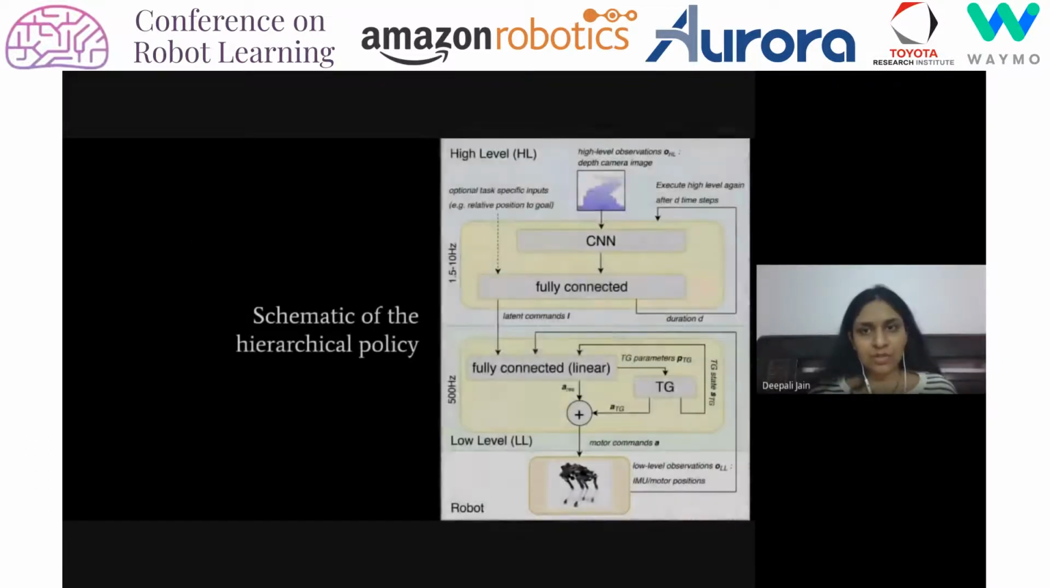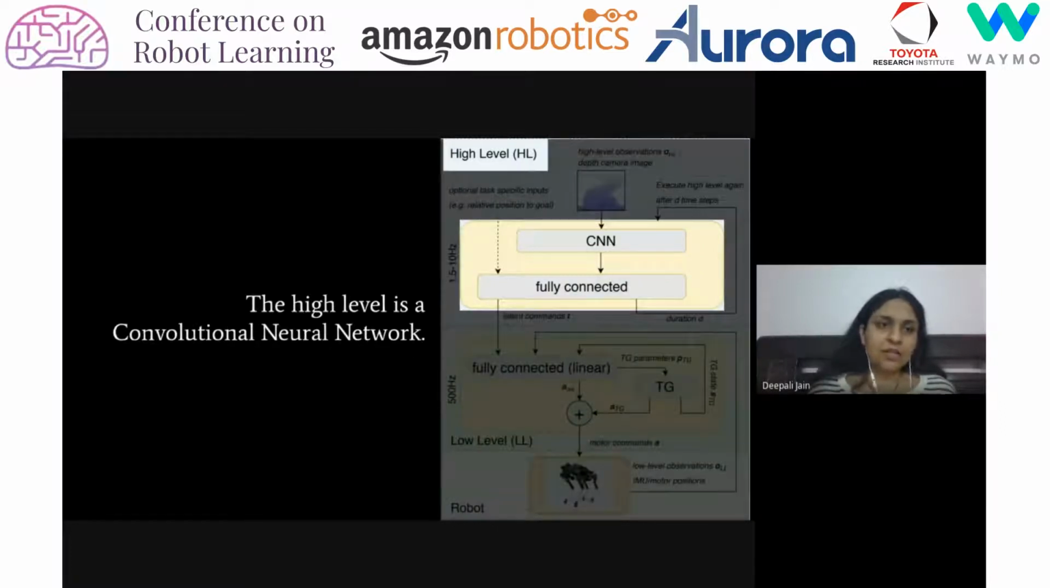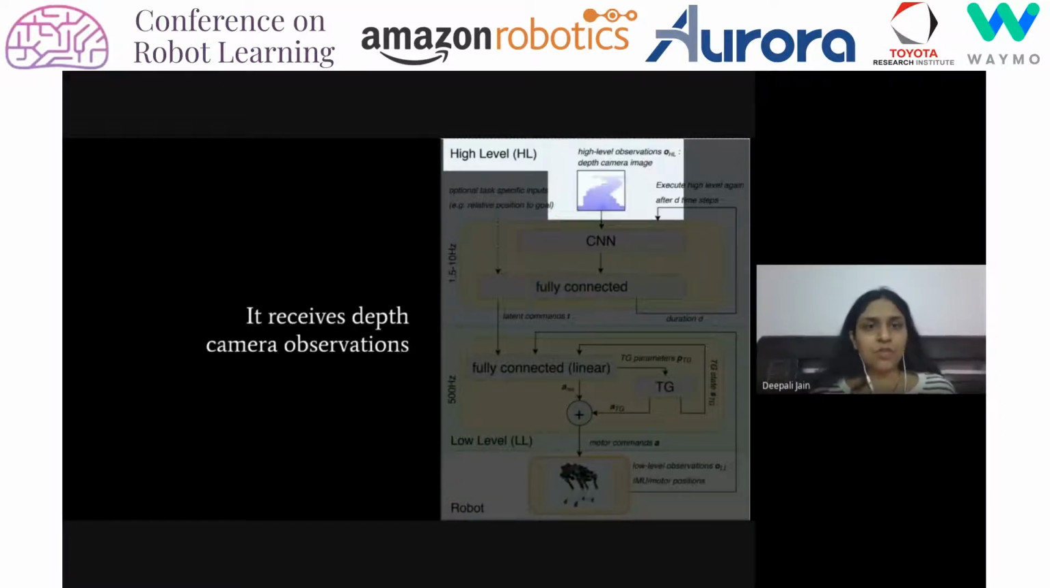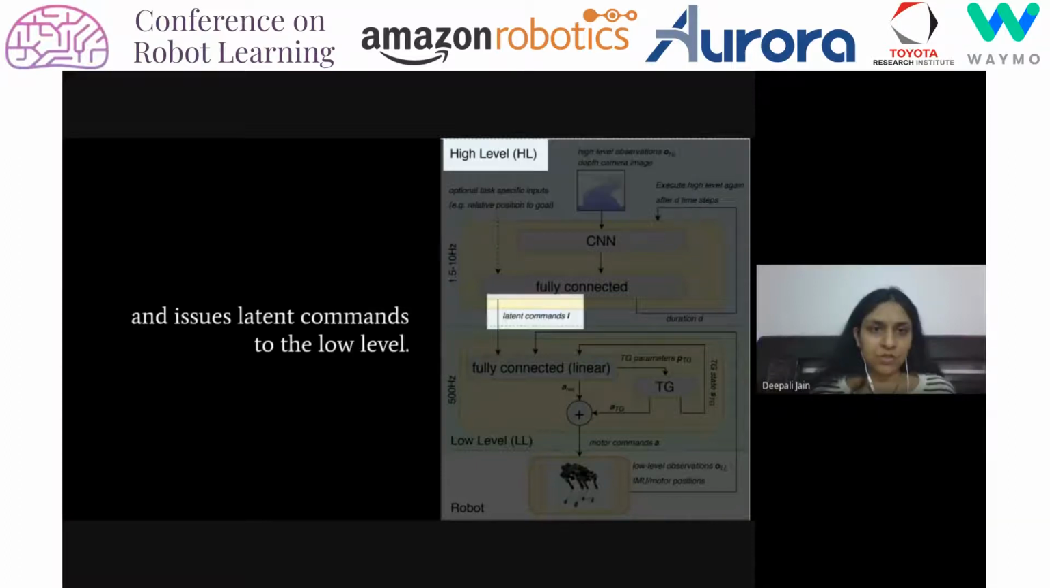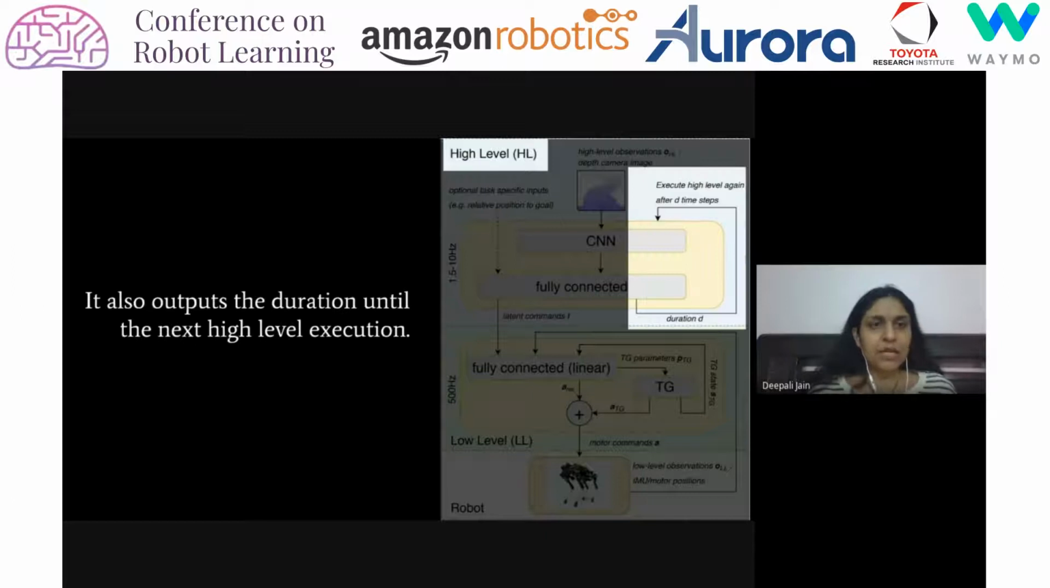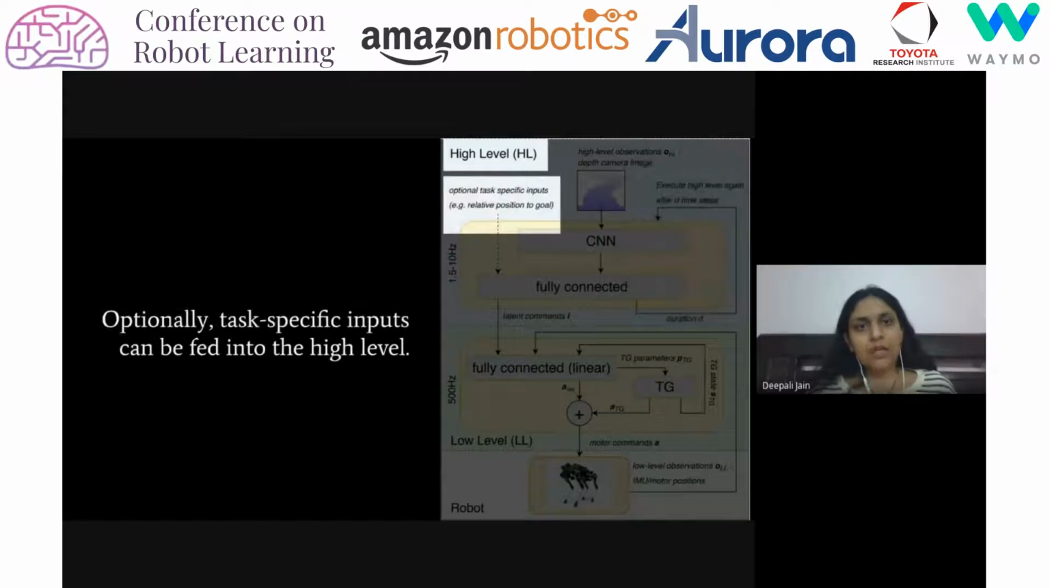Here is a more detailed schematic of our policy architecture. The high level is a convolutional neural network, which observes the depth camera observations and issues latent commands to control the low level. It also outputs the duration until the next high-level execution. This reduces the high-level control frequency and introduces temporal abstraction in the policy. In some cases, task-specific inputs, such as the robot position and orientation, can be fed into the high level.